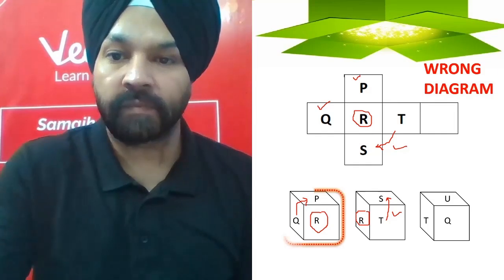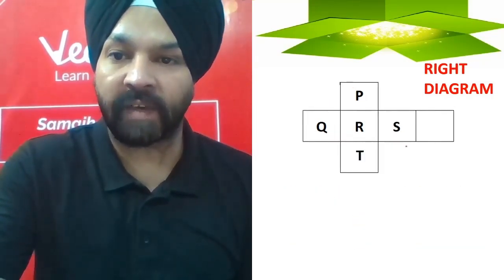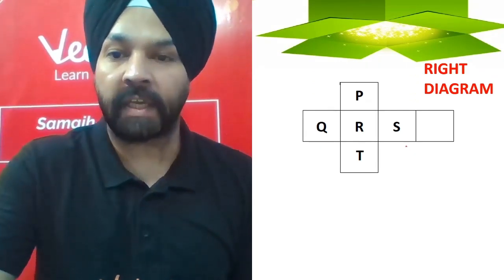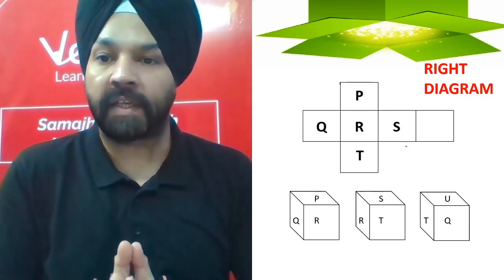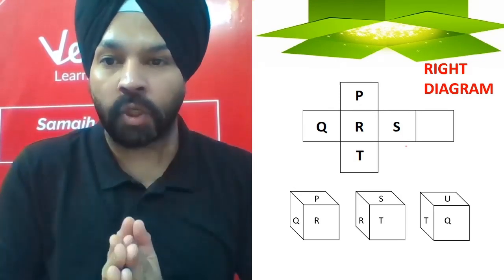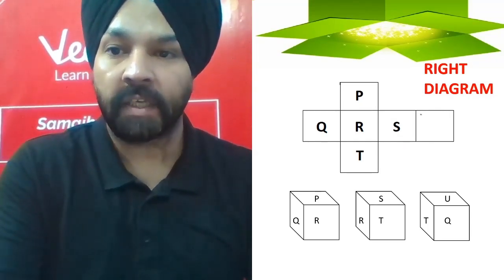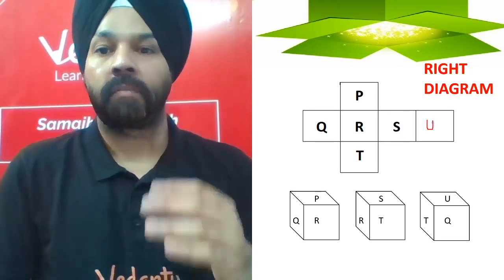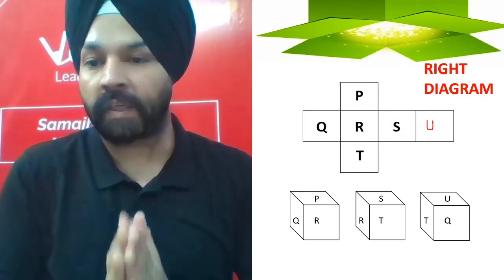So what I will do is I will observe all three once again and I will draw the right diagram. I will replace S with T so that this is the final structure. Once I have created this, now I know the pending one, U, can be placed on the last one. I can easily place U over here, right? And my question is rightly answered, that which face is opposite to P, that is T.